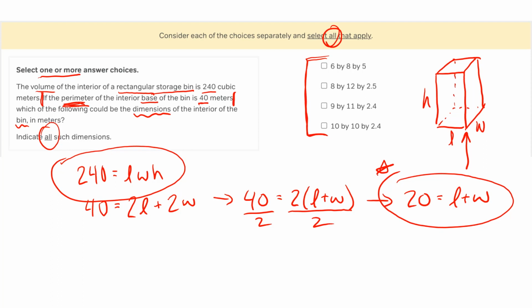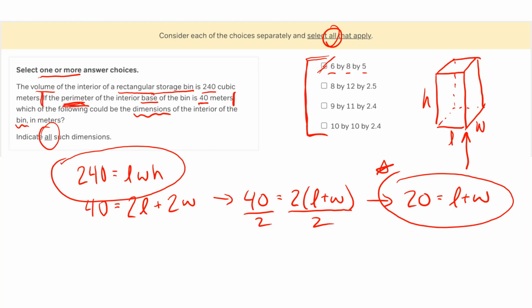All right, so going ahead and evaluating these answer choices. Let's start with the first one, 6 by 8 by 5. Now, again, I don't know which of these numbers is length, width, or height, but that's actually not a problem because looking at these numbers, they are too small. No two of them are going to add up to 20. The two biggest, 6 and 8, add up to 14. So without even touching the other equation, I know that this first answer is not going to work because it does not hold true with this second equation.